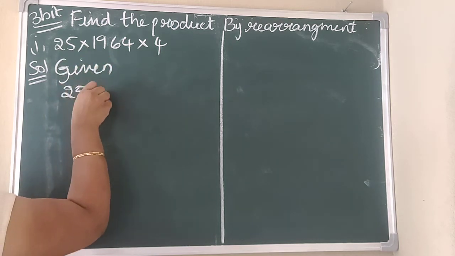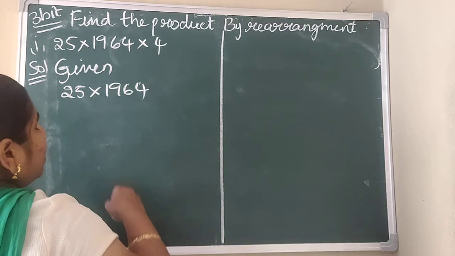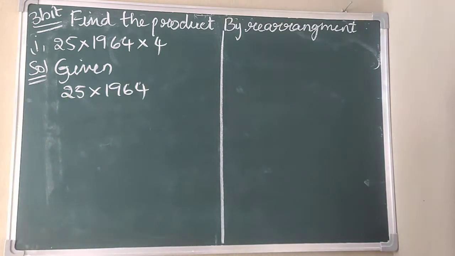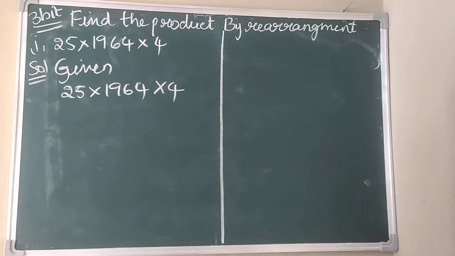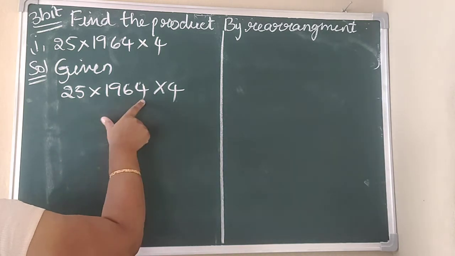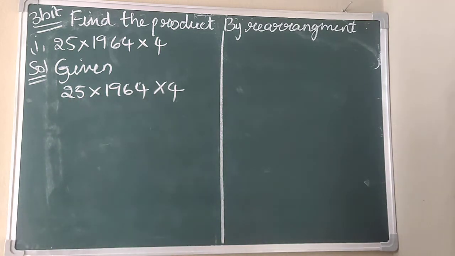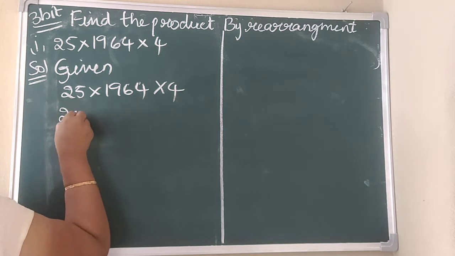Given 25 into 1964 into 4, how to rearrange? Again the product should become 0 in the units place. If you multiply any two units places, that should become 0. If you take these two, 4 fours will be 16, so you are not getting 0. If you take these two, 5 fours will be 20. Yes, we can rearrange. So I am taking it in the form of 5 fours are 20, so it will be easy. 25 four times will be equal to 100. So I am arranging in this way.